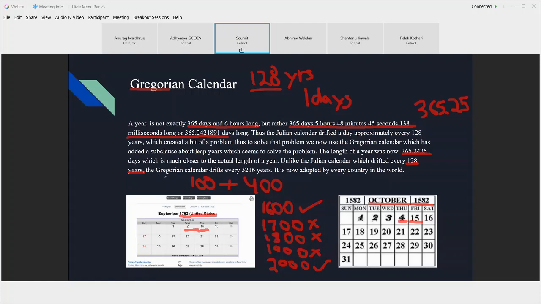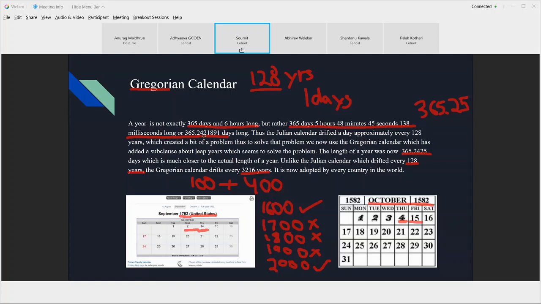So is the Gregorian calendar perfect? No. The Julian calendar had a drift every 128 years, but for the Gregorian calendar, the drift is much bigger. That is 3,216 years, which is pretty superior as compared to the Julian calendar, but still not perfect.